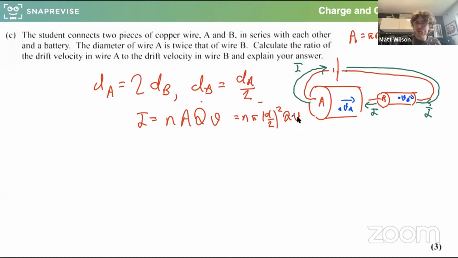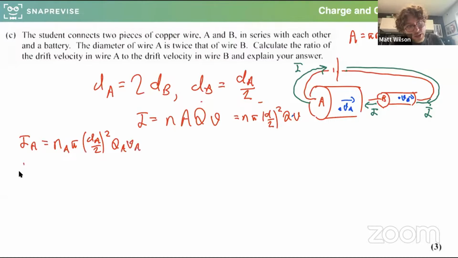Okay. Now the problem is we've got two materials here. So we're going to have to write down the transport equation for each of them. So we know that the current through our first material A is going to be the number density in A times pi times the diameter of A over 2 squared times the charge of each charge carrier in A times the velocity in A. And the current in B is going to be the same.